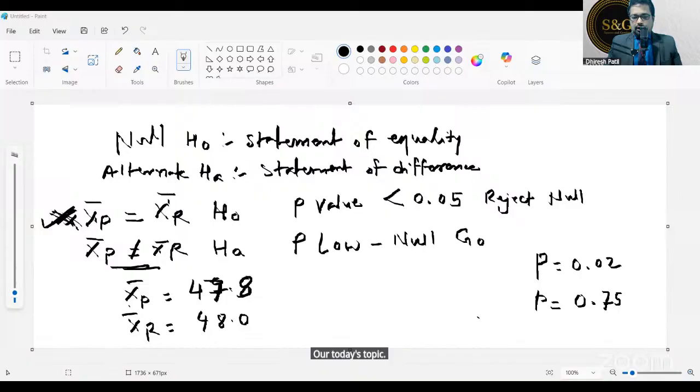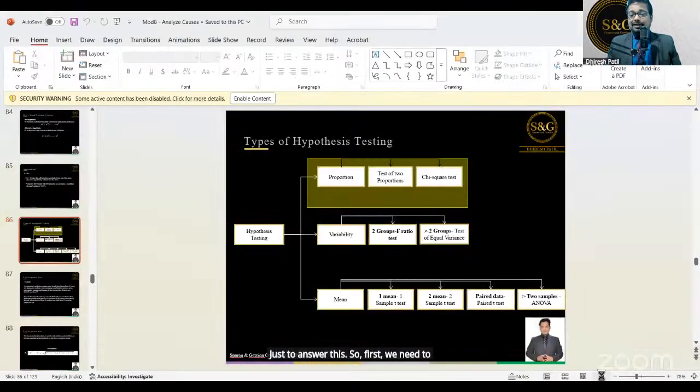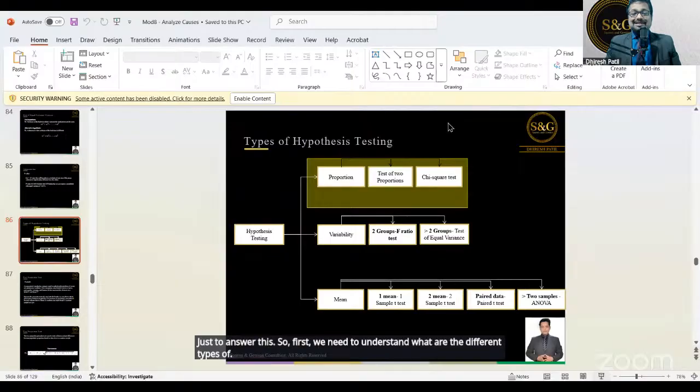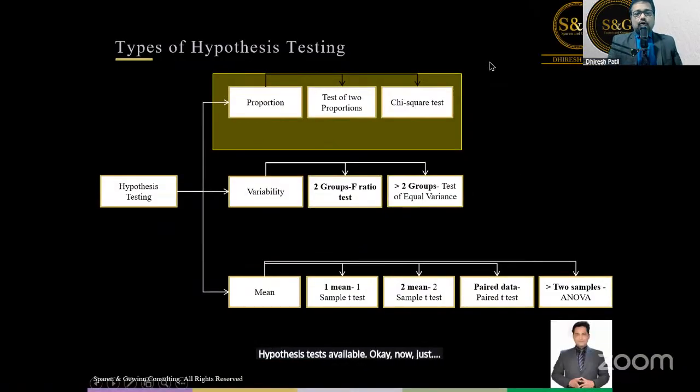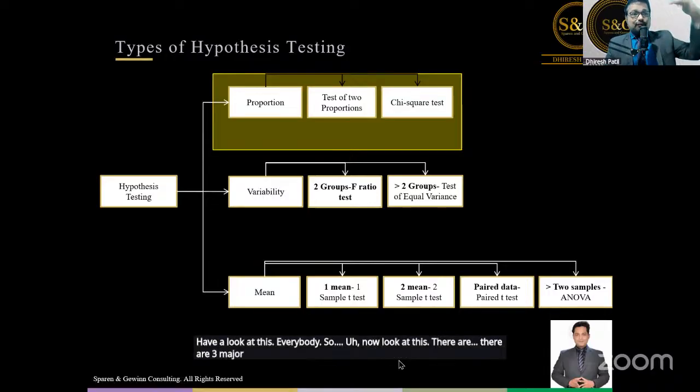Now let me quickly share my screen to answer this. First we need to understand what the different types of hypothesis tests available are. Everybody, have a look at this. There are three major types of hypothesis tests you will come to know, which are covered in both our green belt and black belt levels.